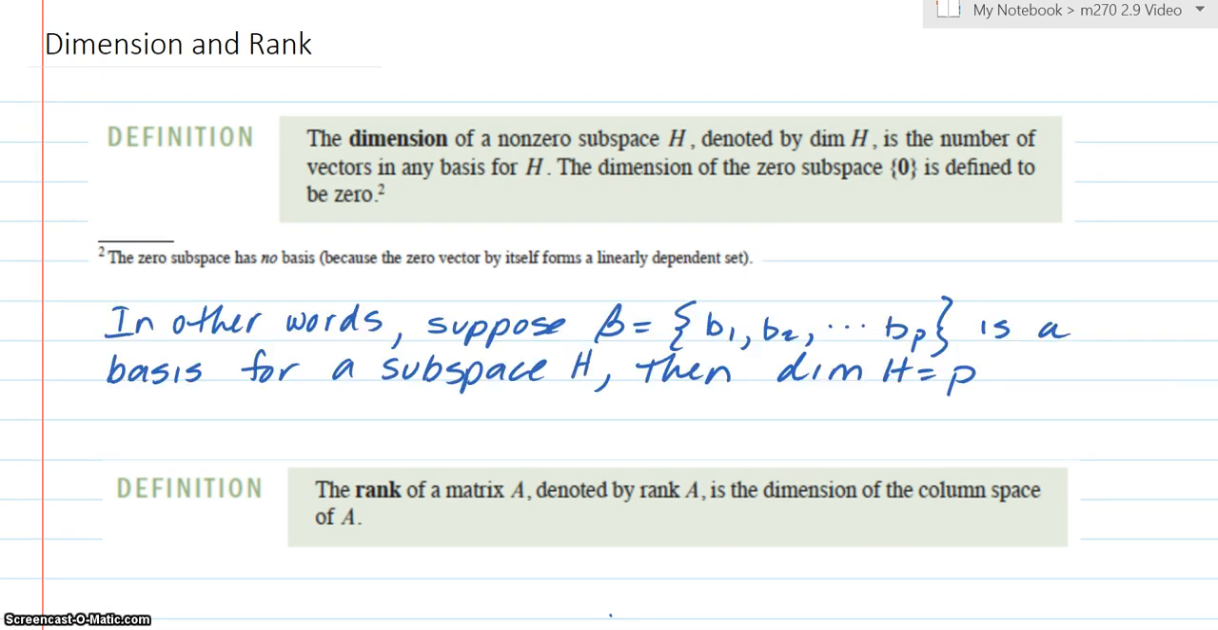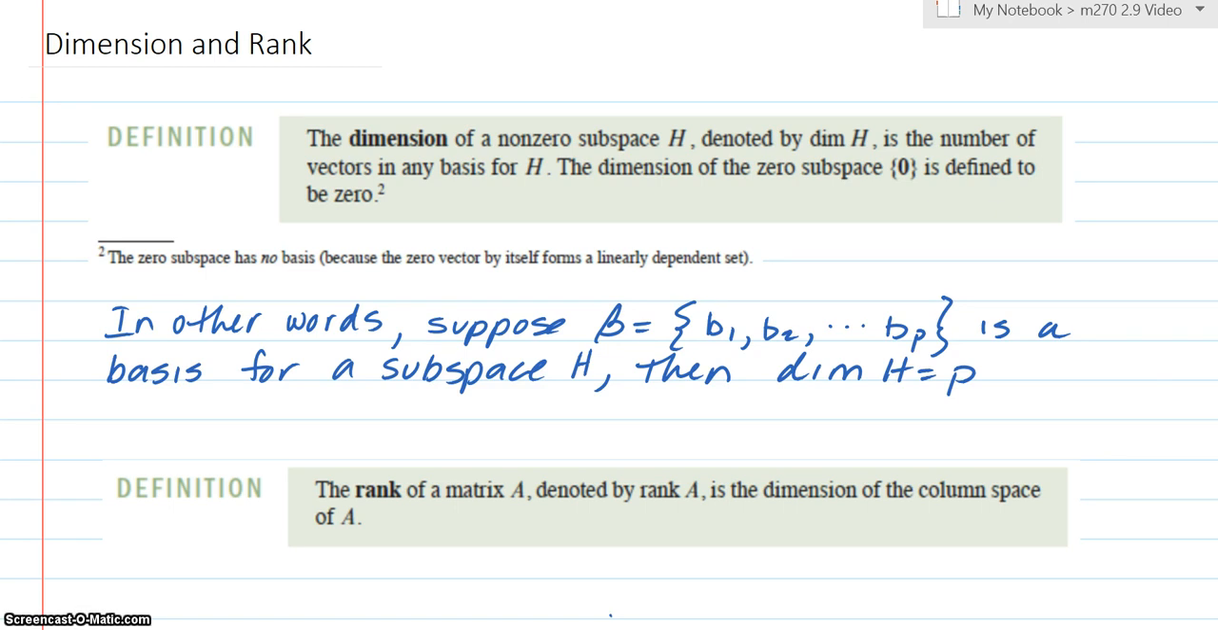In other words, suppose the basis for subspace H is the set b1, b2, all the way to bp. Then the dimension of H is p. It's the number of vectors in any basis of H. And remember that a basis for a subspace H of Rn is a linearly independent set in H that spans H. And it can be shown that the smallest possible spanning set must be linearly independent. So it all makes sense.